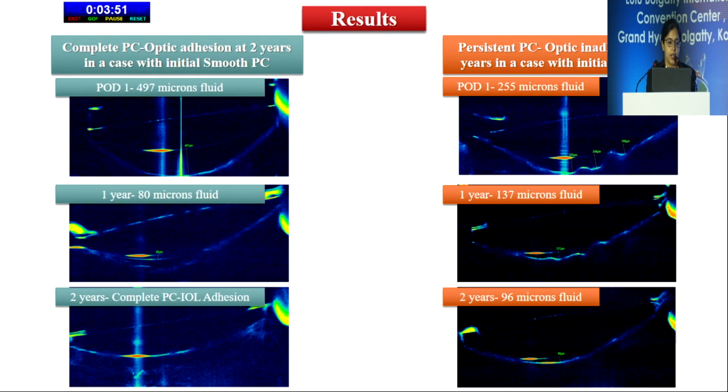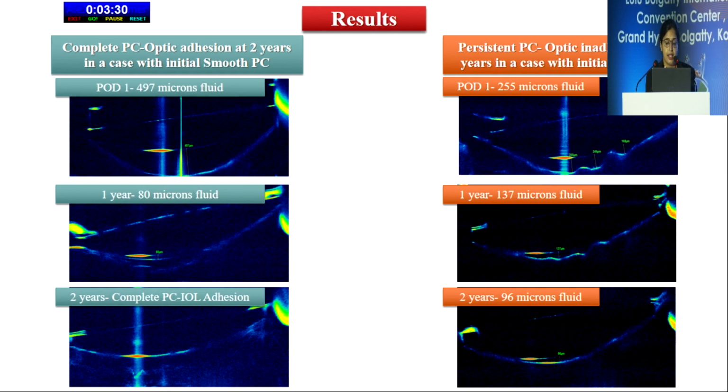These are the visual representations of two cases. On the left hand side, you can see a case with complete PC optic adhesion at 2 years and a case with initial smooth PC. On postoperative day 1, there were 497 microns of fluid between the IOL optic and the PC. At 1 year, it decreased to 80 microns, and at 2 years, complete PC to IOL optic adhesion was observed.